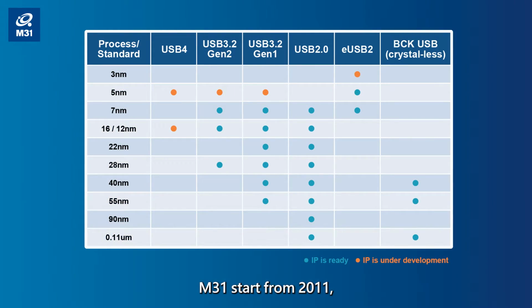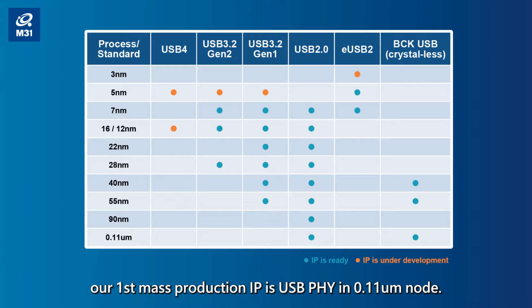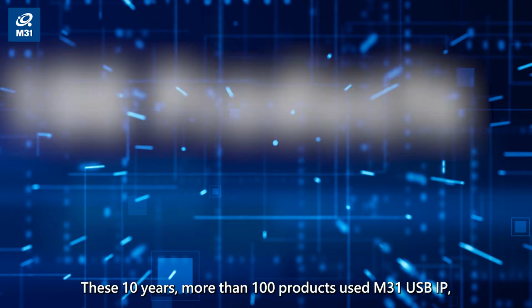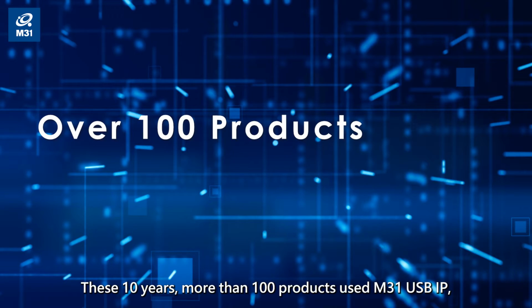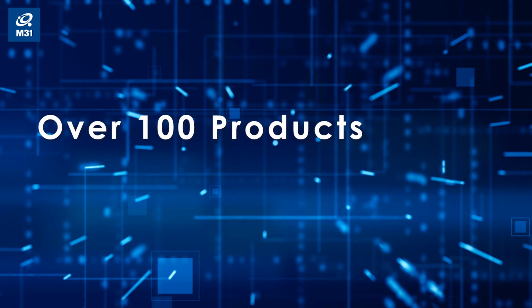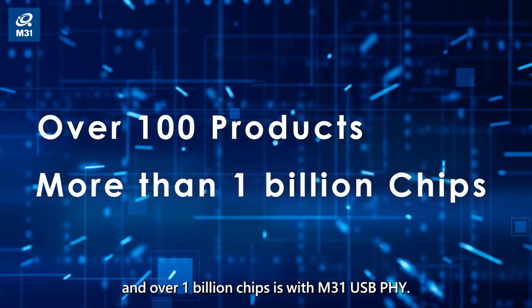M31 started in 2011. Our first mass production IP is USB 2.0 in the 0.11 micrometer node. In these 10 years, more than 100 products use M31 USB IP, and over 1 billion chips are with M31 USB 2.0. We are the USB expert.